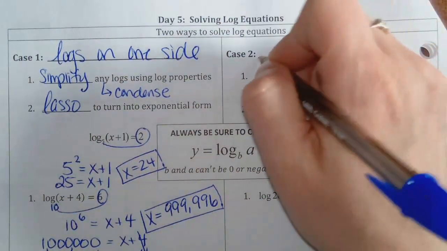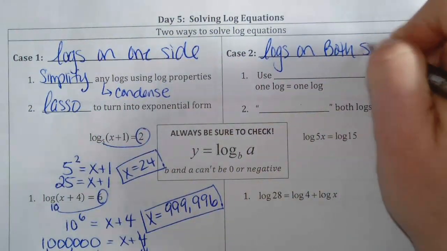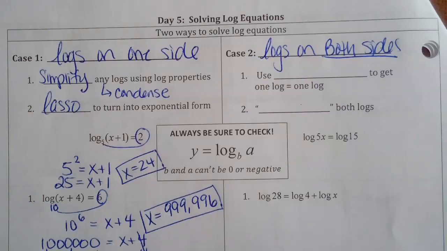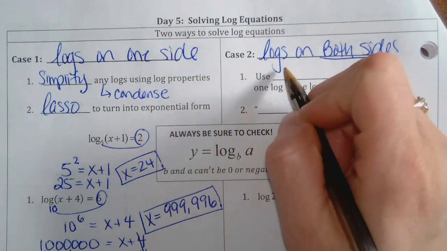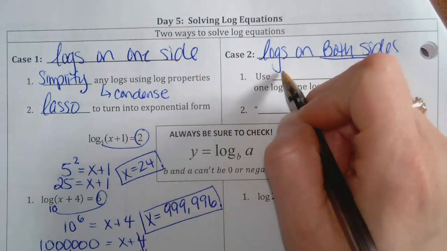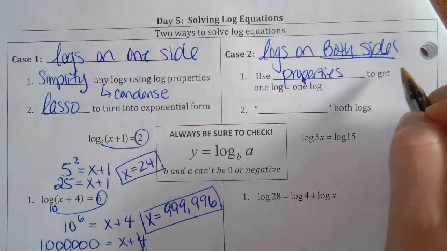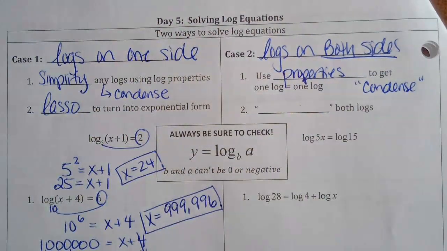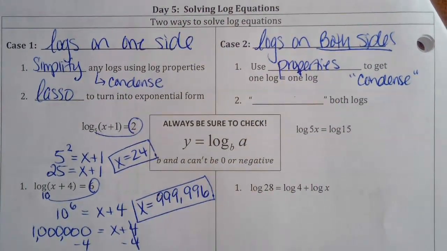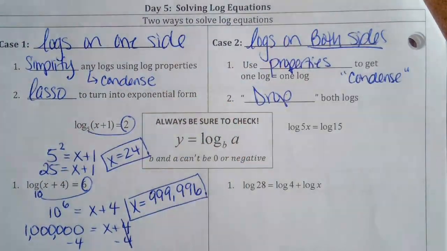Case number 2 is what if we have logs on both sides? All right, so if logs are on both sides, step 1 is still the same. You're going to condense your logs to a single equals a single. So use log properties to essentially condense. Okay, we're condensing again. But we want to get it to be a single log equals a single log. And once we can do that, we're able to drop the logs.